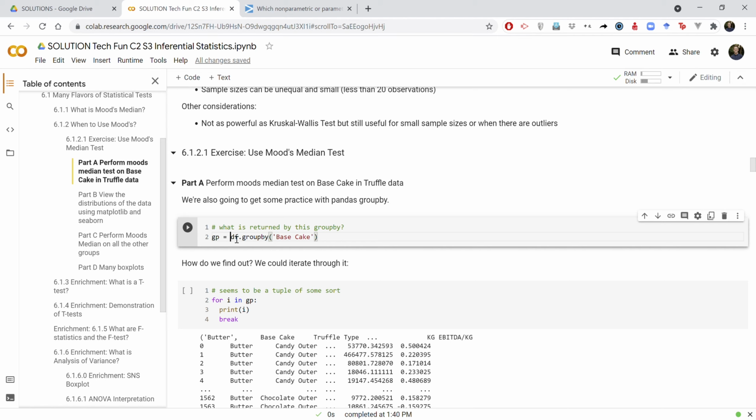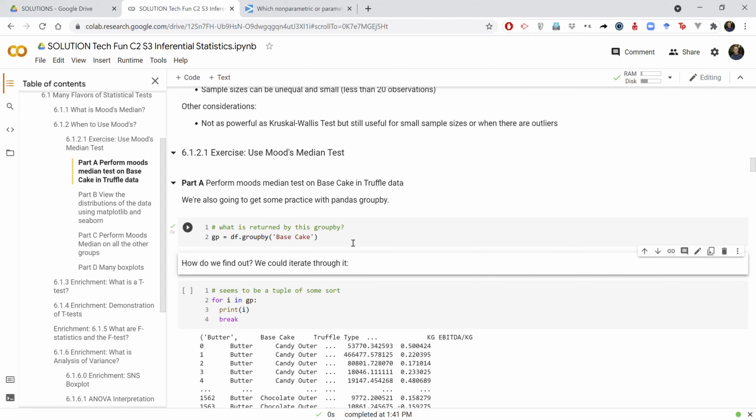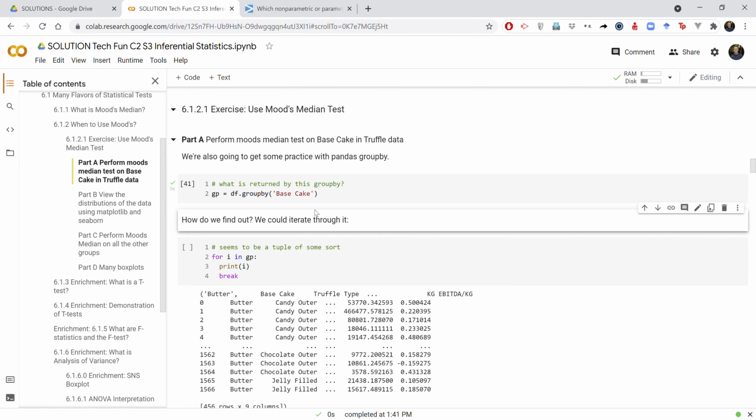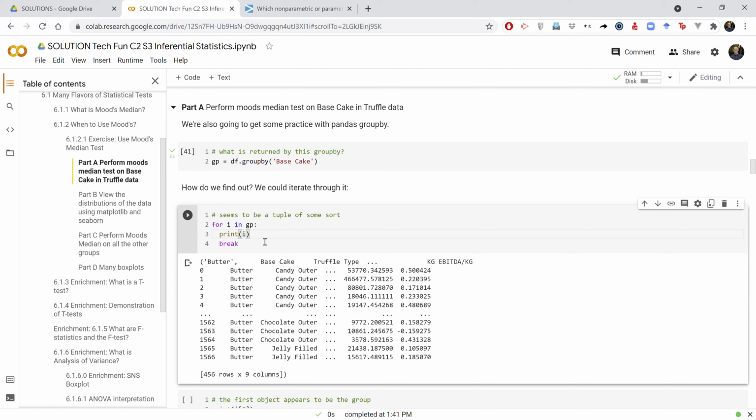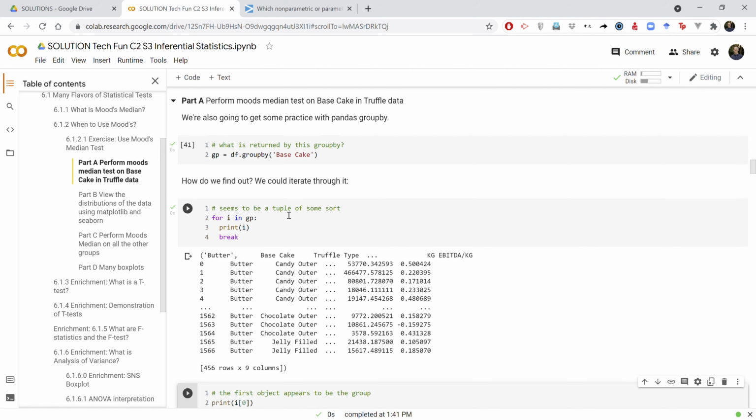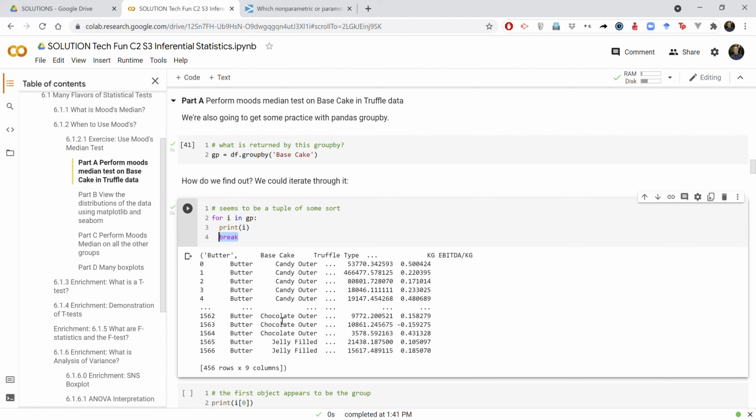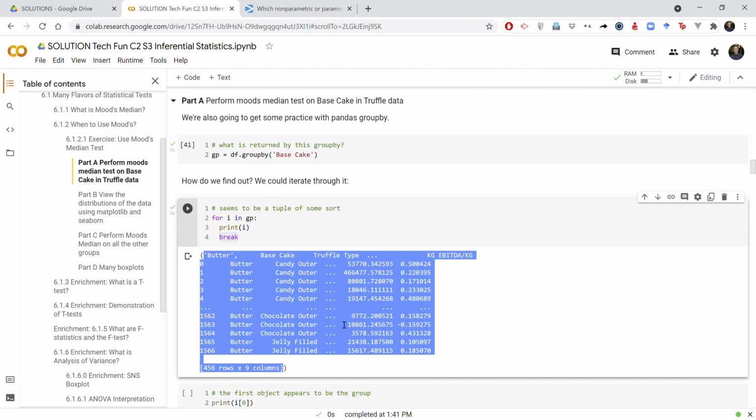I'm going to take my data frame and say group by base cake. And I'm going to set this equal to a new object called GP. And I'm curious, what is GP? Well, one way to find out is to just iterate through it. Seems to be a tuple of some sort, right? I'm just going through GP one time and then break out of the loop. I know it's a tuple because I see these parentheses here.